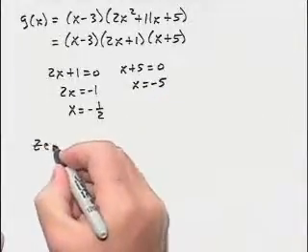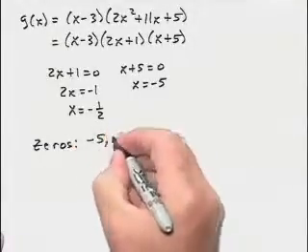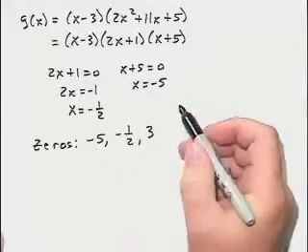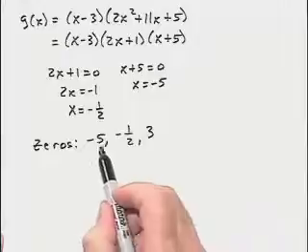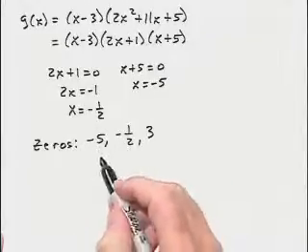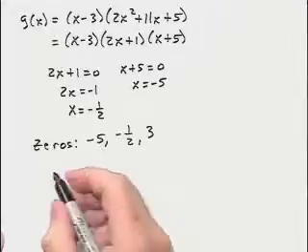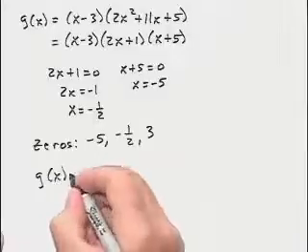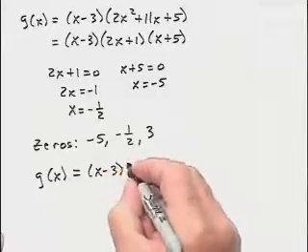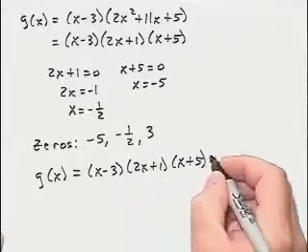Therefore, the zeros for our function are negative 5, negative 1/2, and 3. Now, if you notice, these are three rational zeros as well. And if we look back in Part C at our list of potential rational zeros, we'll see that each of these occurred in that list. Our function in completely factored form is then x minus 3 times 2x plus 1 times x plus 5.